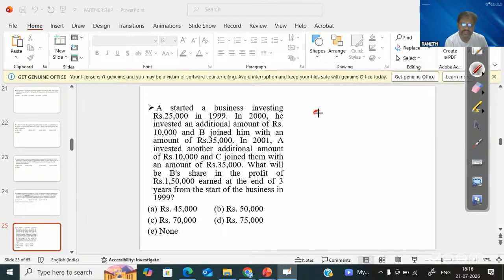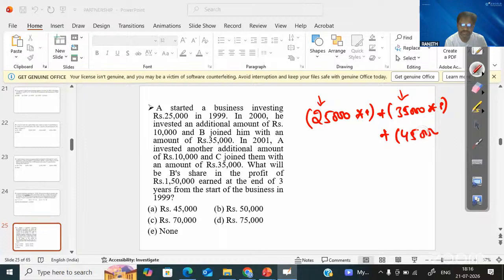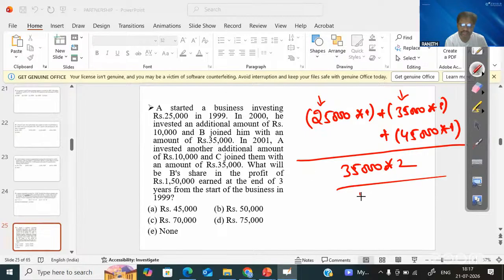So total A investment is 25,000 into 1 plus 35,000 into 1. So I'm taking 1 year plus. For each and every year it increases by 10,000. Initially 25, 35, and the next will be equal to 45. 45,000 into 1. So total B will be equal to 35,000 into 2, and finally C will be equal to 35,000 into 1.